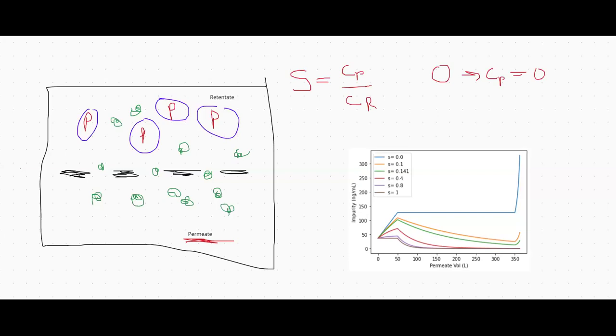For something like our green dots, well, it's really hard to say from this image, but sieving is greater than 0 for these green ones. And I'm just going to circle that in green so we know. The sieving must be greater than 0. If these green dots are passing freely through the membrane, we can say that sieving is equal to 1. In other words, we can say that the permeate concentration is equal to the retentate concentration for those green dots.